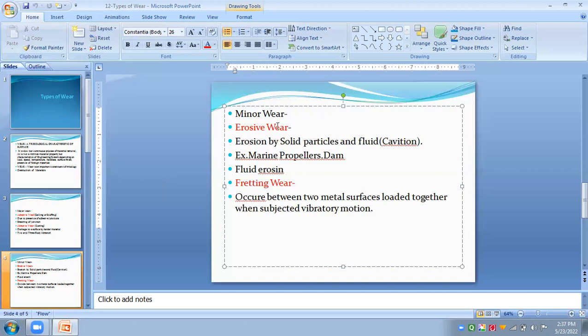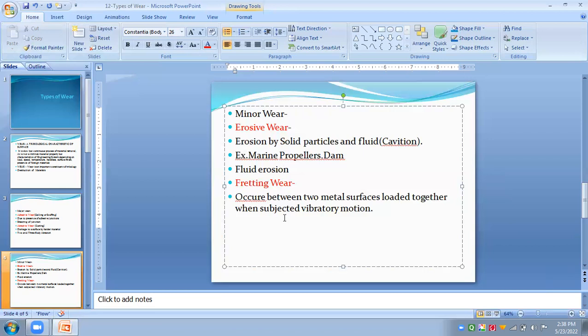Then the second is erosion by fluids, or fluid erosion. In this type of erosion, when small drops of liquid impinge on the surface of the solid at high speed, very high pressure is produced which exceeds the yield strength of most materials. Fluid erosion causes plastic deformation or fracture from a single impact.